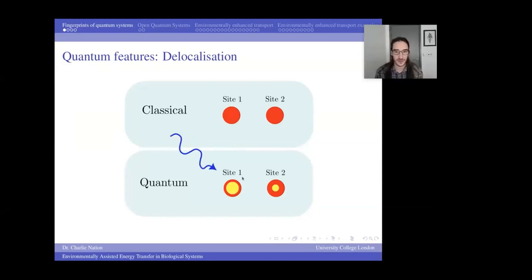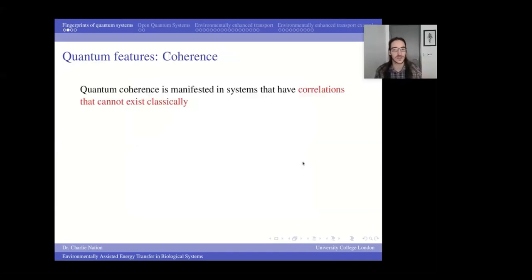Whereas in a quantum system, what we can see are excitations that delocalize over the sites. This means that a single excitation, so there's only one excitation present, and each site can only host one excitation, and it's a discrete one, so it can host a single excitation or no excitations, yet still this excitation can be delocalized between the sites. This phenomenon is intimately linked with a concept that we call coherence.